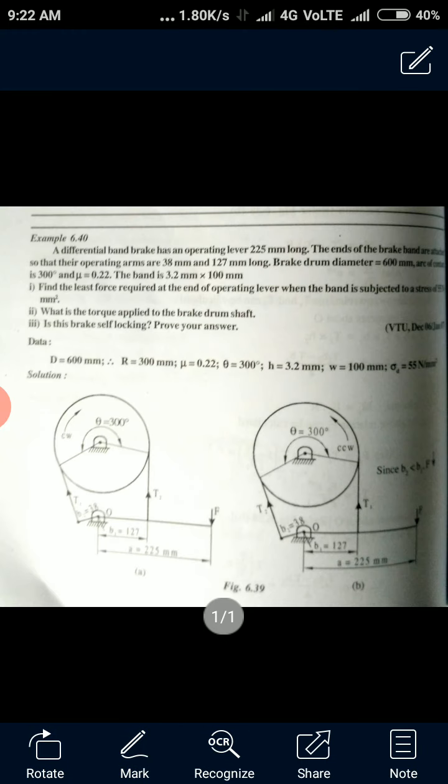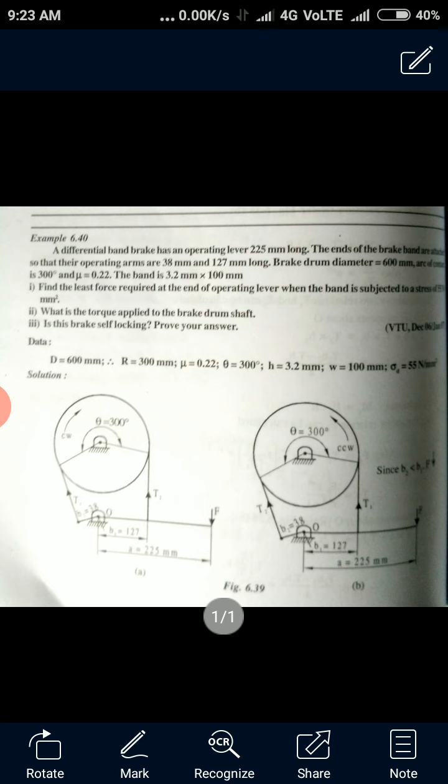So take this example. It says a differential band brake has an operating lever 225 mm long. So the total length of the operating lever is A equal to 225 mm. The ends of the brake band are at distances, so their operating arms are 38 mm and 127 mm. We'll take B1 greater than B2. So B1 is 127 mm and B2 is 38 mm. If it is not mentioned, you can take B1 greater than B2.